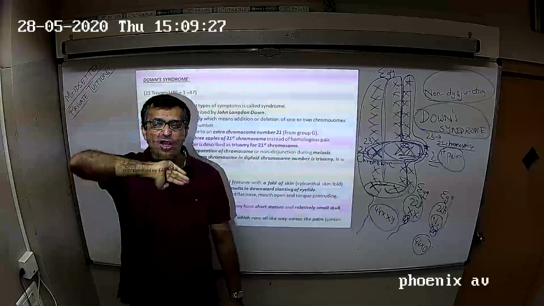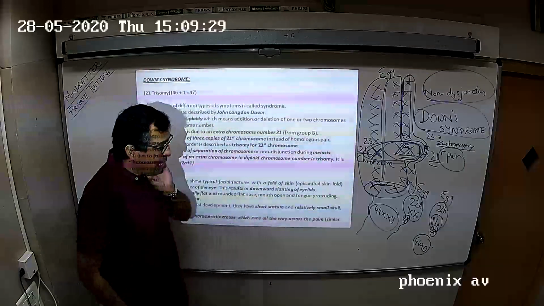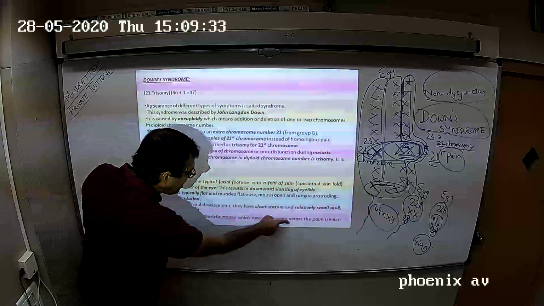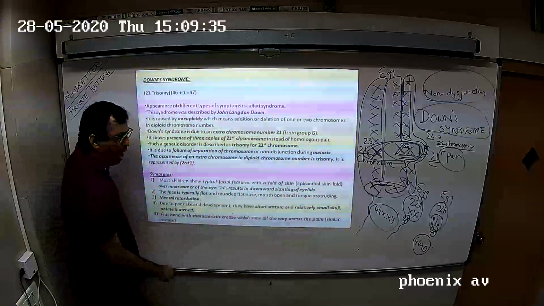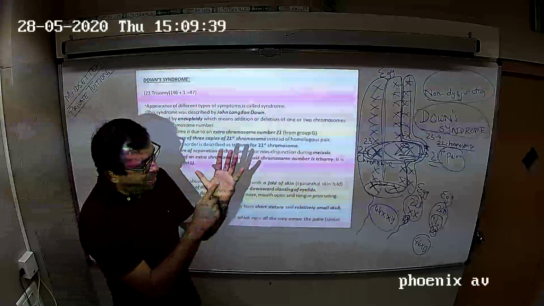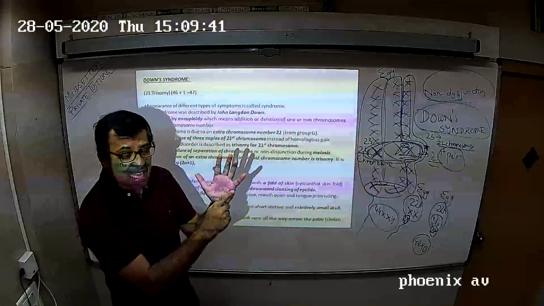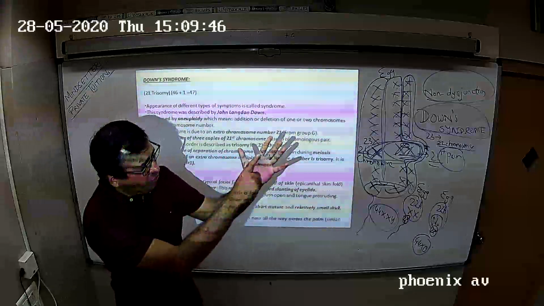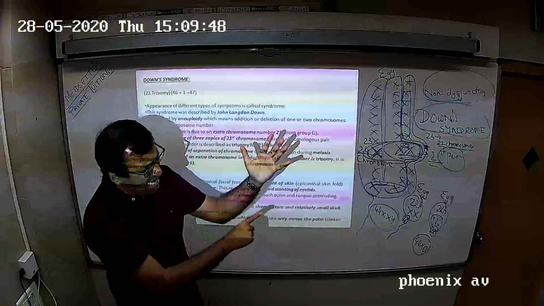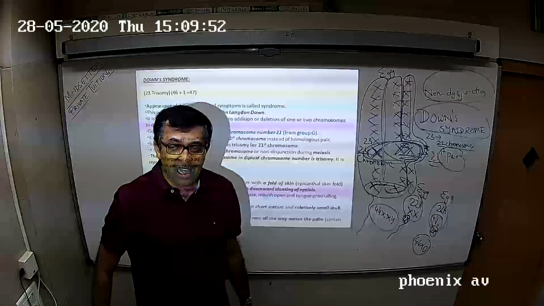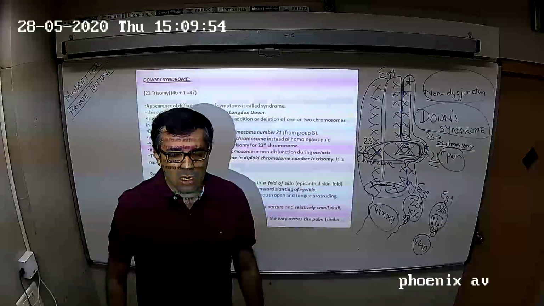So he has an arched palate, and along with it, a flat hand with a characteristic crease running across the palm, which is called a simian crease. We have 3 creases, but this child does not have these creases. They have one single crease running across the palm like this, which is called a simian crease.